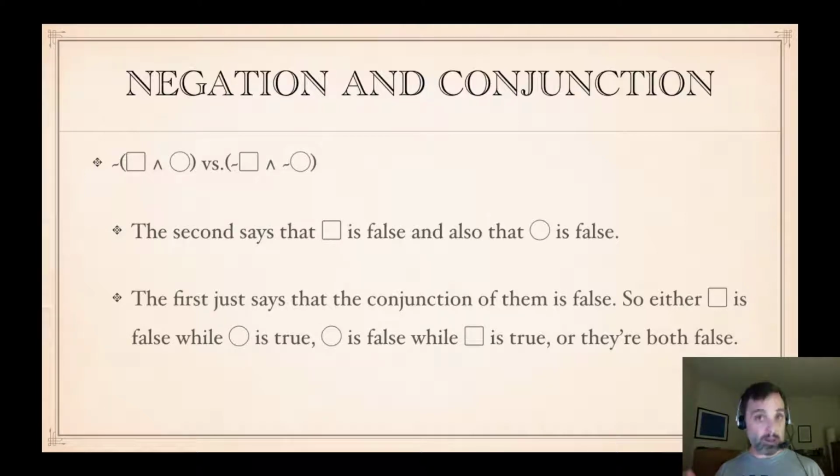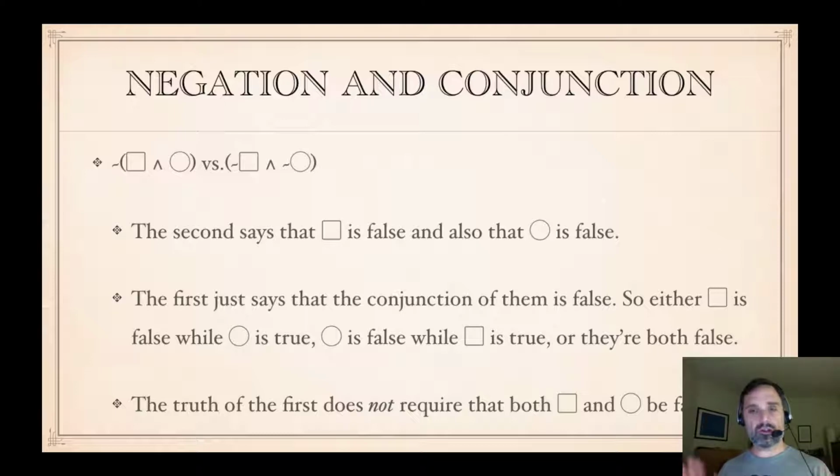Now, there are a variety of ways. Remember, there's only one way for a conjunction to be true: both conjuncts have to be true. There are lots of ways for a conjunction to be false. You could have the first conjunct false and the second conjunct true, or the second conjunct false and the first conjunct true, or you can have both conjuncts false. So the first just says either square is false and circle is true, or circle is false while square is true, or they're both false.